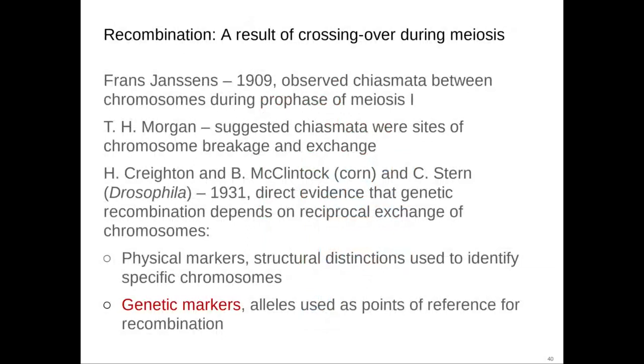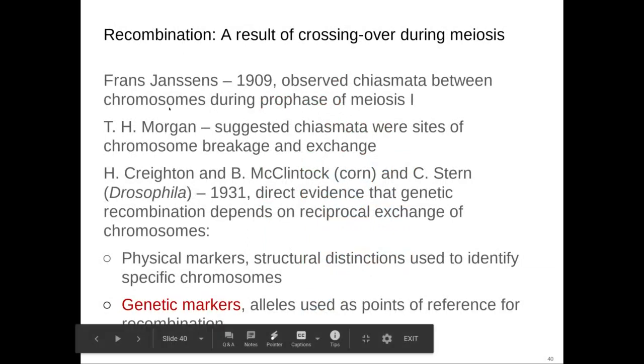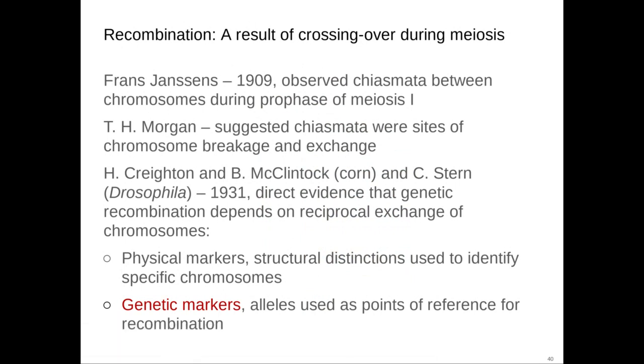Now, Franz Janssens, in 1909, observed the chiasmata, the crossing over event between chromosomes during prophase 1 of meiosis, so what we talked about last class. Building on Janssens' work, Morgan suggested that the chiasmata were sites of chromosome breakage and exchange, so crossing over, where chromosomes exchanged pieces. Now, fast forward 20 years, Creighton and McClintock, who worked on corn, and Stern, who worked on Drosophila, actually provide direct evidence that genetic recombination depends on reciprocal exchange of chromosomes.